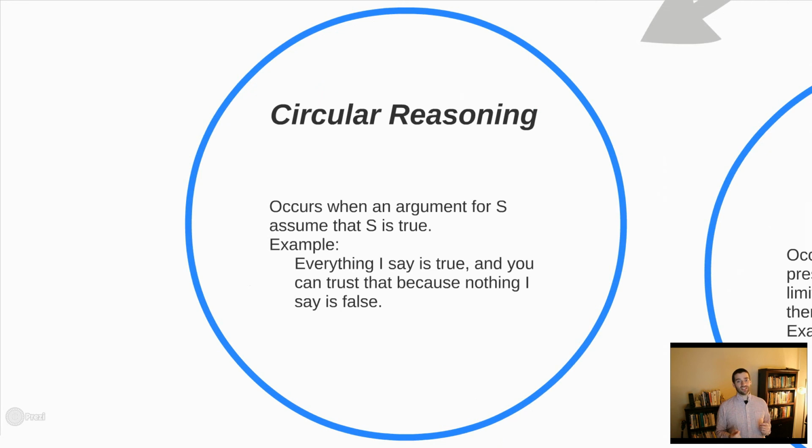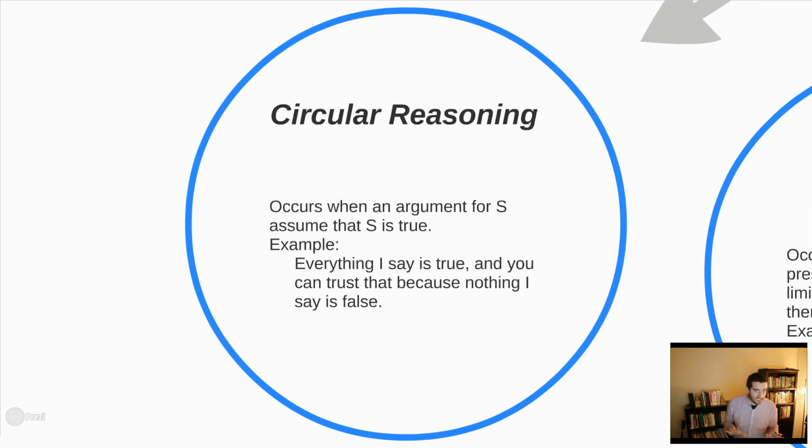A circular reasoning fallacy occurs when an argument for S assumes that S is true. So let's say I told you that everything I say is true, and you can trust me, because nothing I say is false. Right? That conclusion, you can trust me because nothing I say is false, well, that's just the premise. That's just a circle, right? So this is why it's circular reasoning.